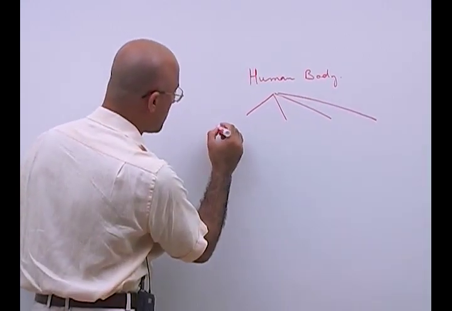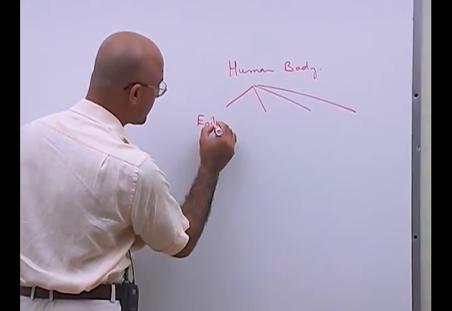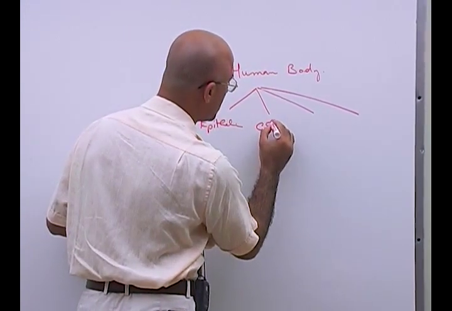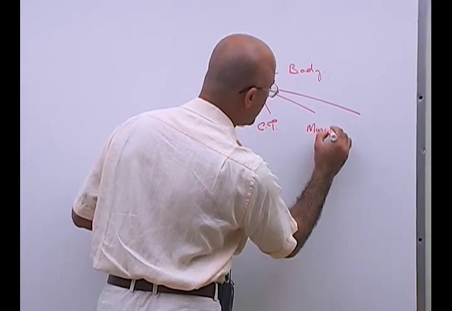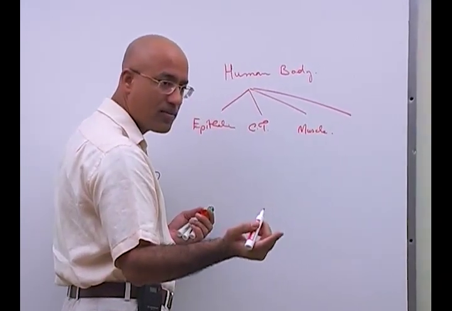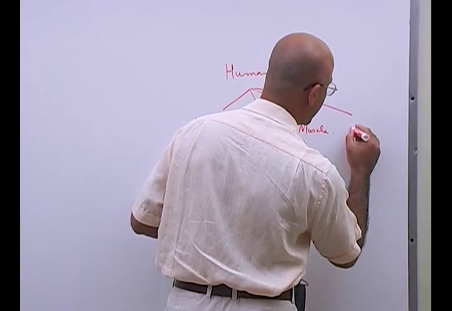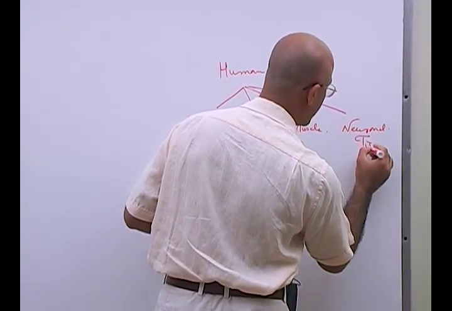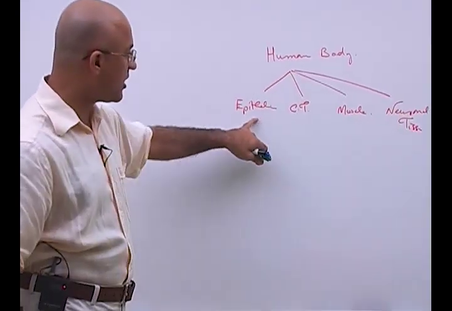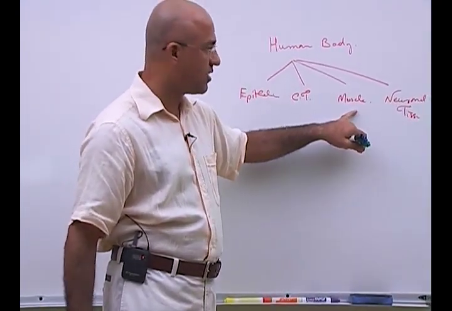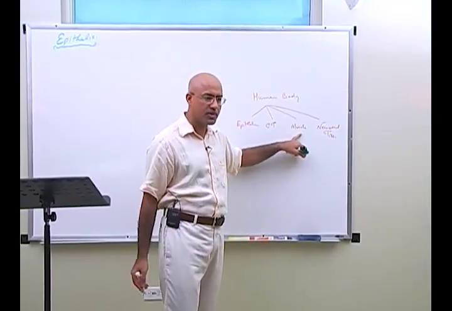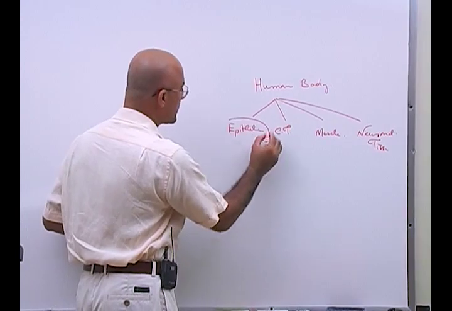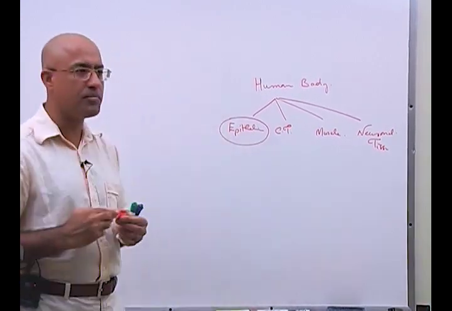Of course, number 1 there is epithelia. Number 2 is connective tissue. Number 3 is muscles. Very good. And number 4 is neuronal tissue, right? Nervous tissue or neuronal tissue. So the body basically consists of 4 tissues: epithelial tissue, connective tissue, muscles, which include cardiac muscles, smooth muscles and skeletal muscles, and neuronal tissue. Now, today's lecture is about the epithelium.